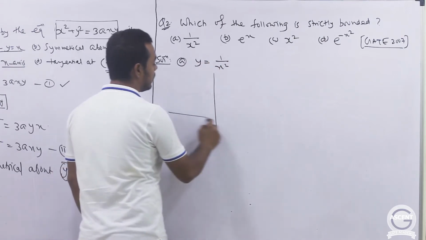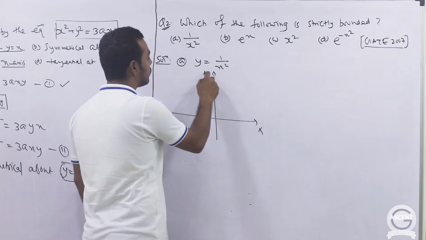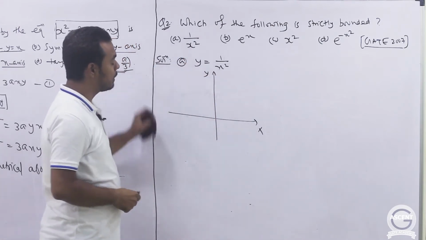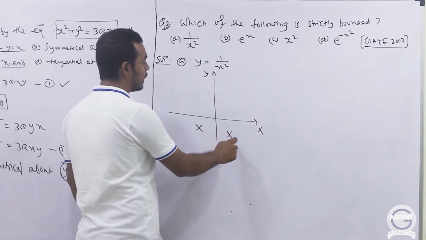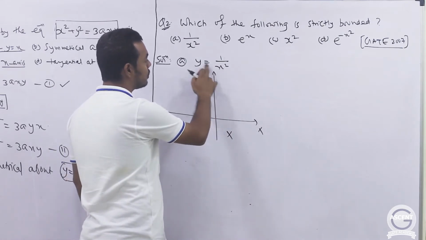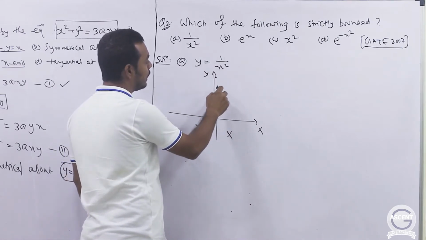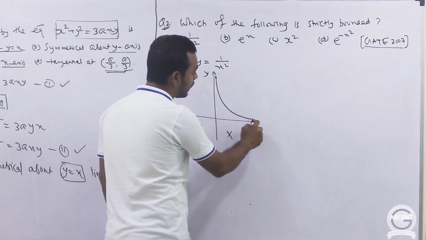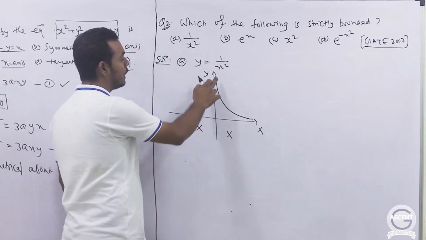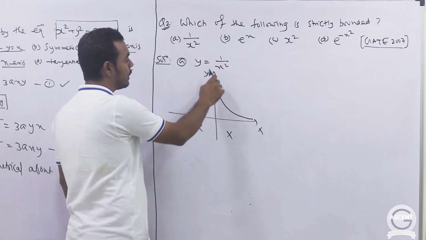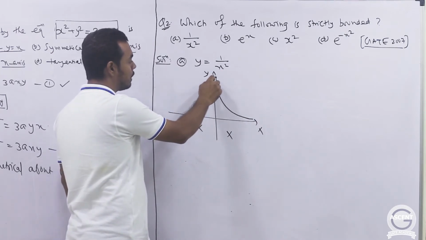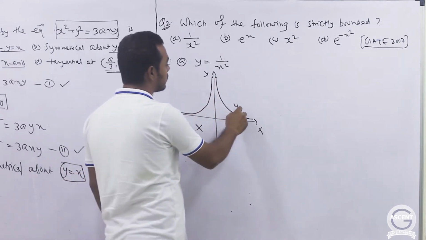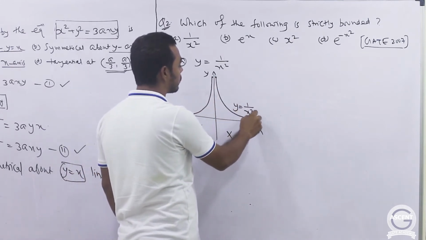The graph of this function is y equals 1 by x square. Whatever be the value of x, y is always positive, so the graph will be in the first and second quadrants. When x is very close to 0, y will be infinity, and as you increase x, the value of y decreases. If you replace x by minus x, you get the same equation, so it is symmetrical about the y axis. So this is the graph of the function y equals 1 by x square.